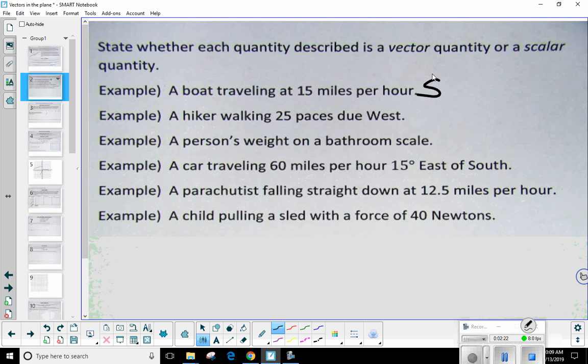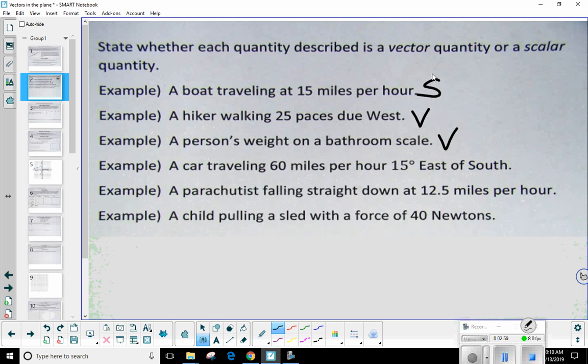Okay, what about a hiker walking 25 paces due west? That's a vector. So we have the distance he walked, but we also, more importantly, know the direction. A person's weight on a bathroom scale. Okay, that is a vector. There you go. The downward pull of gravity. In fact, acceleration due to gravity is a vector. This isn't a physics class, but parts of what we're going to be doing over the next couple of weeks with vectors will flirt with aspects of physics.